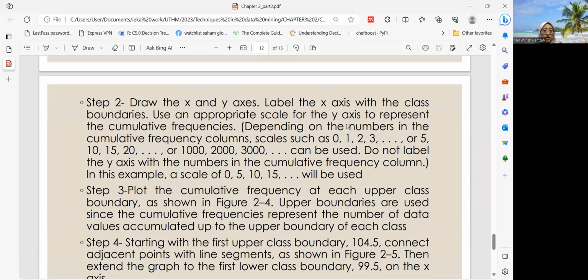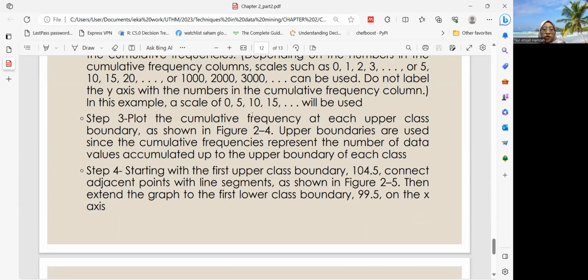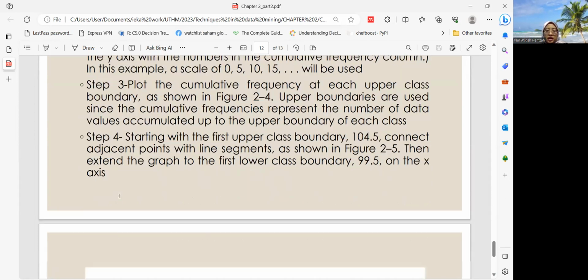Okay, next, lepas dapatkan cumulative frequency tu, you have to draw the x and y axis, label the x-axis with the class boundary. Step 3, you have to plot the cumulative frequency at each upper class boundary. Upper boundaries are used since the cumulative frequency represent the number of data values accumulated up to the upper boundary of each class. So starting with the first upper boundary, 104.5, connect adjacent point in the line segment. Then extend graph to the first lower class boundary, 99.5 on the x-axis.